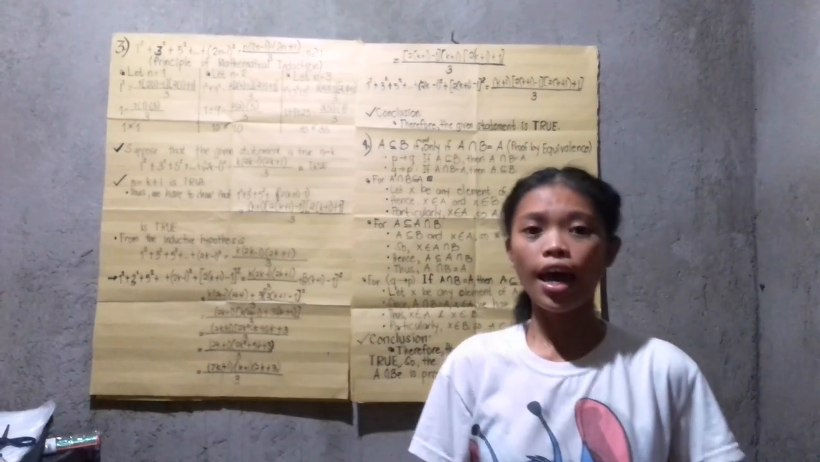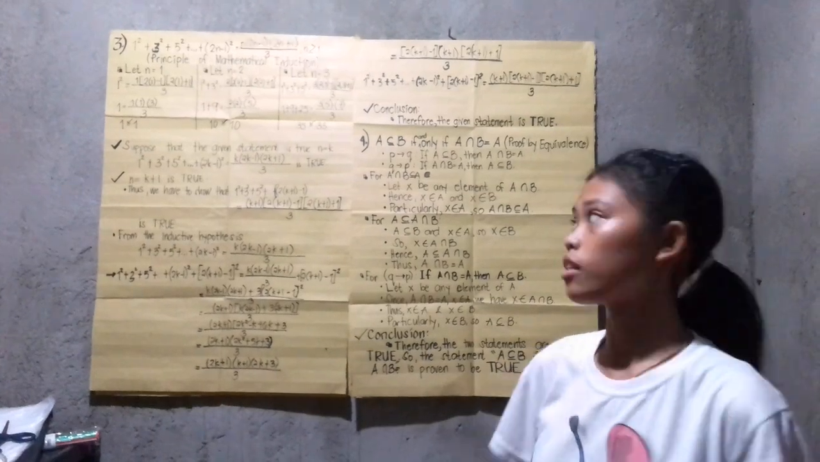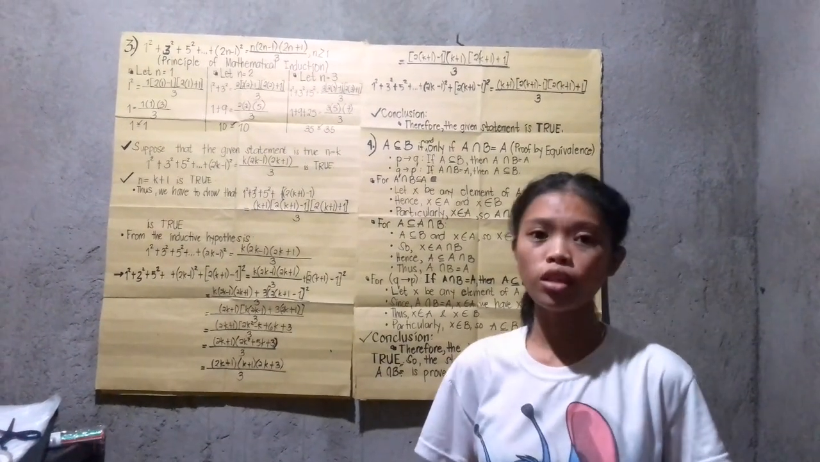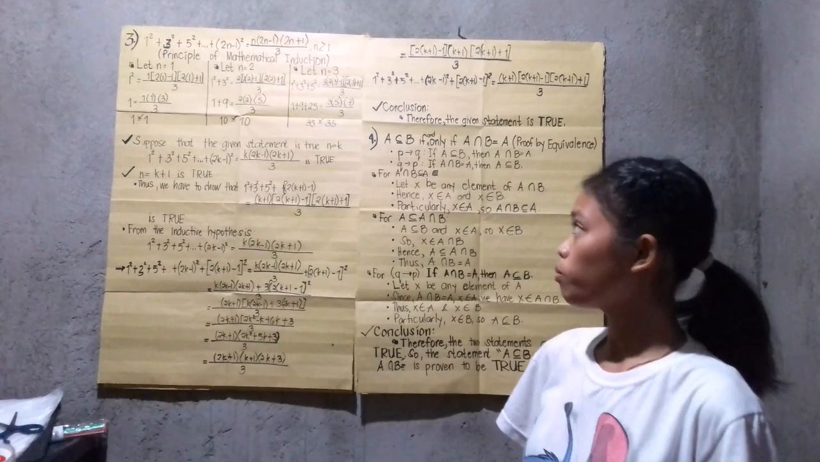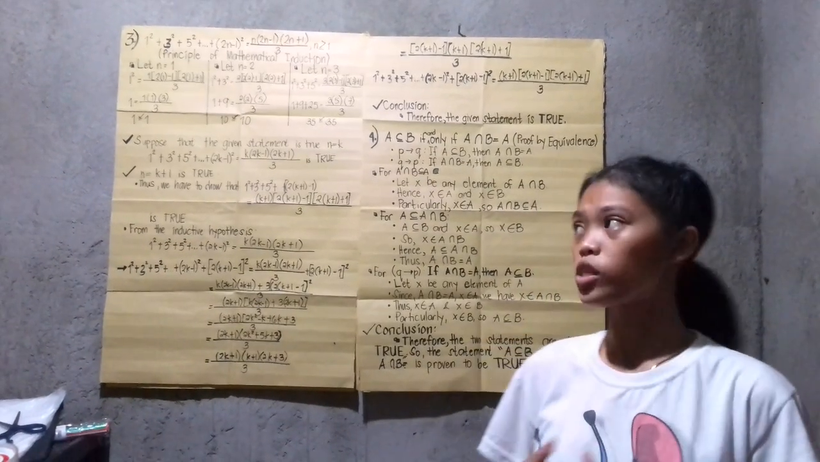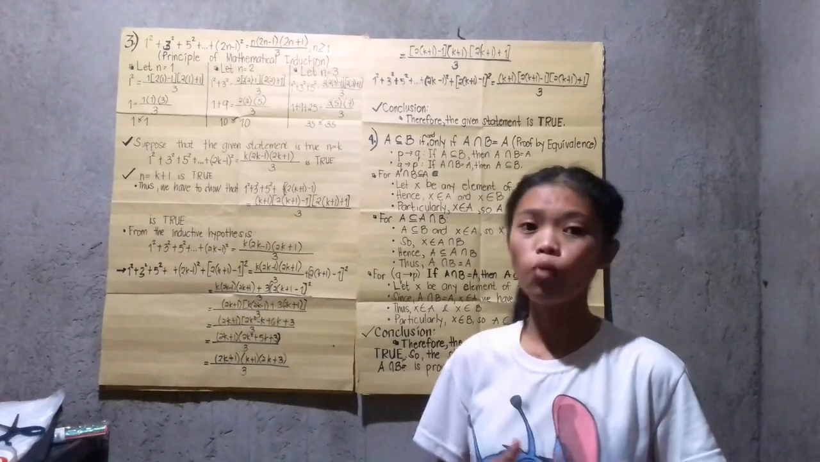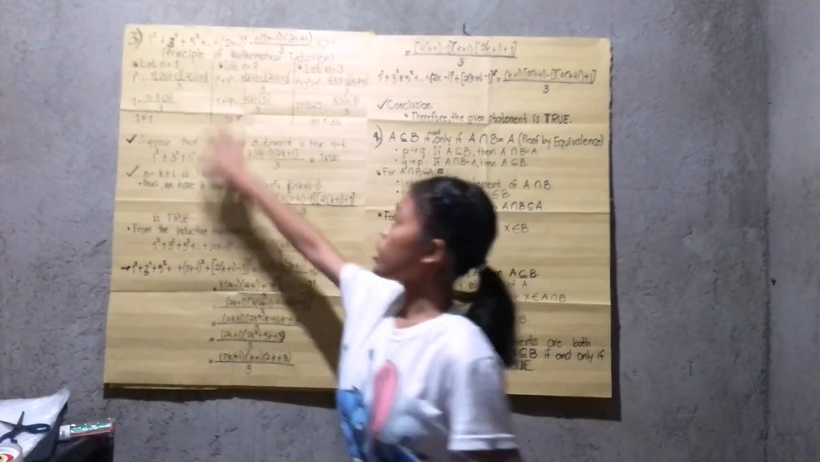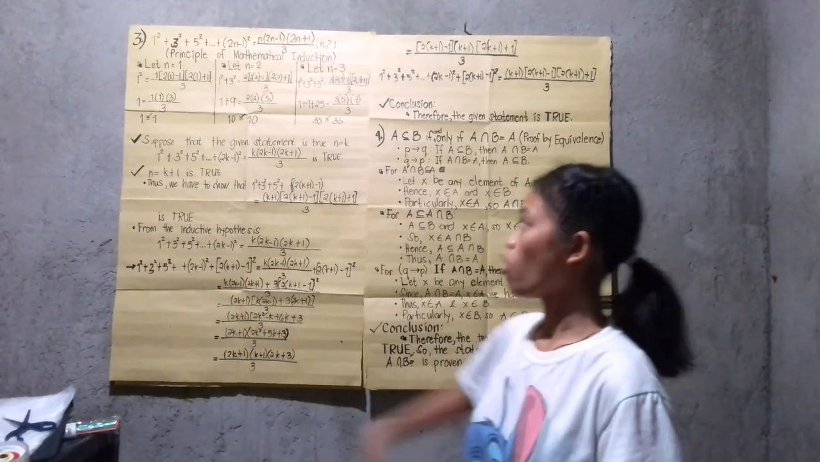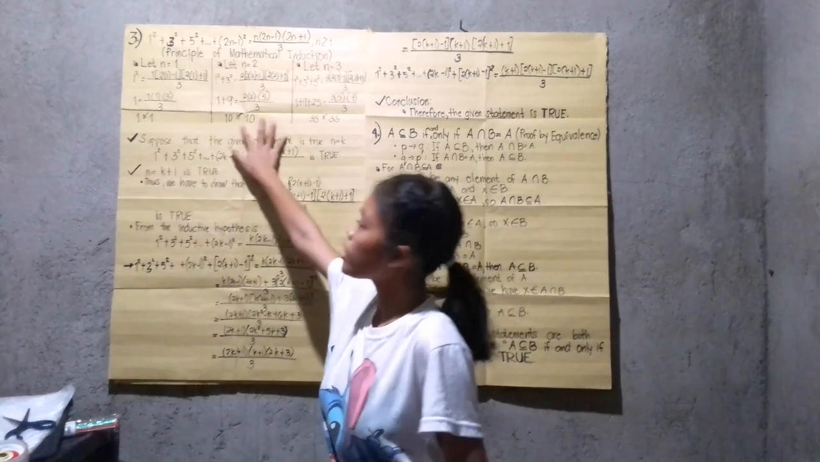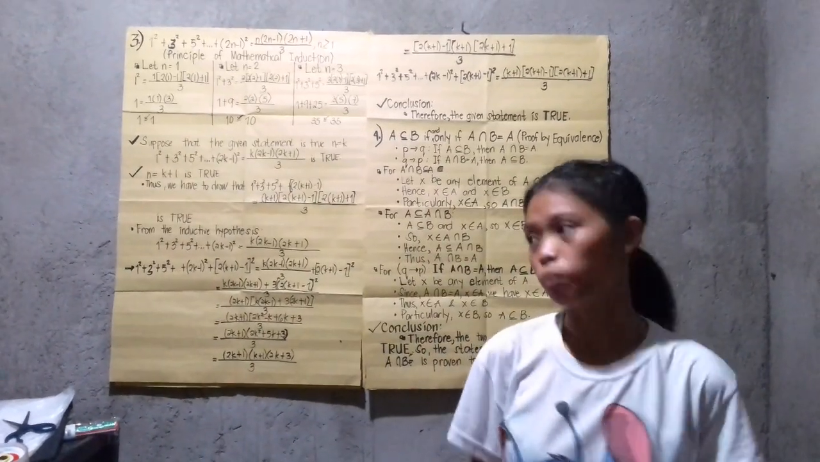So we have 1 squared plus 3 squared is equal to 2 times (2 times 2 minus 1) times (2 times 2 plus 1) all over 3. Then 1 plus 9 is equal to 2 times 3 times 5 over 3. Then 10 is equal to 10, which is true.